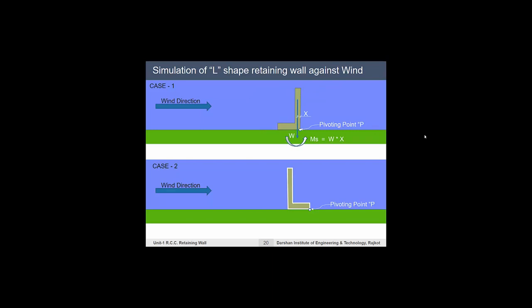The second is the stabilizing moment MS, acting in anticlockwise direction, developed due to self-weight W acting at a distance x from pivoting point P. Since MO, the overturning moment, is greater than the stabilizing moment MS, our L-shaped retaining wall, which has its leg projected towards the wind, shows overturning failure.